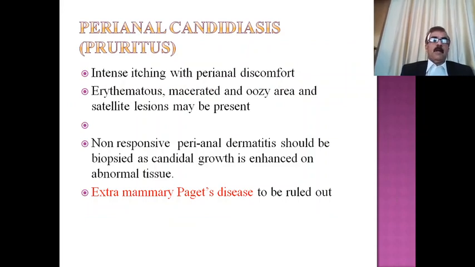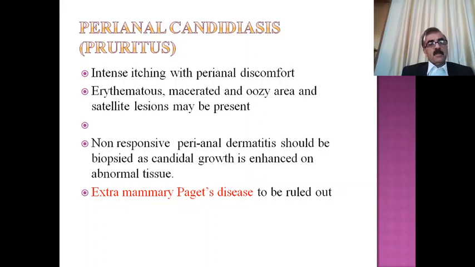Then another agonizing condition for individuals is perianal candidiasis, or sometimes it presents as pruritus ani in many individuals. There is intense itching in the perineal area with discomfort. The lesions are erythematous, macerated, with oozy areas, with satellite lesions, which can be present, but they are not always there.